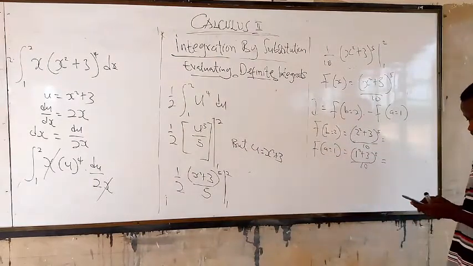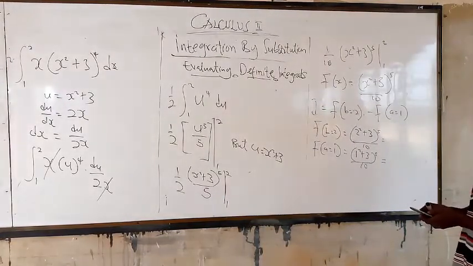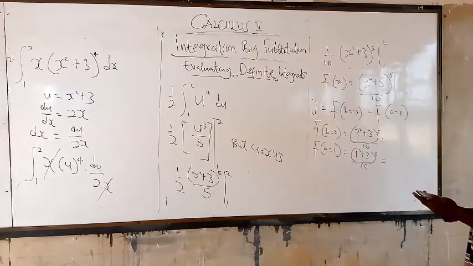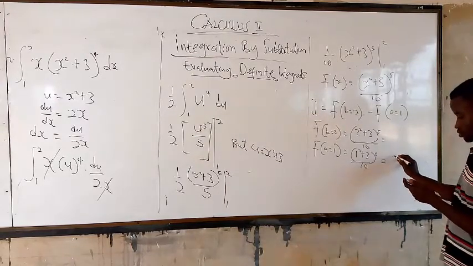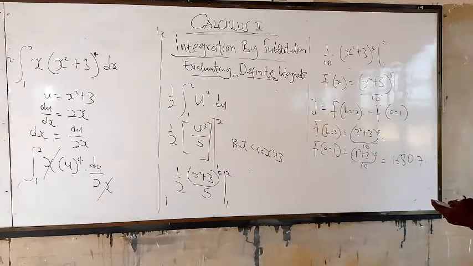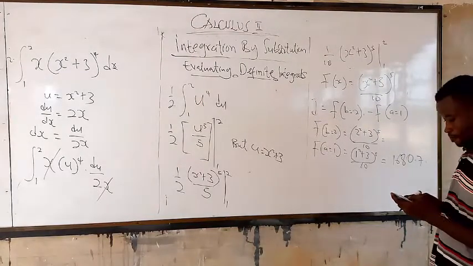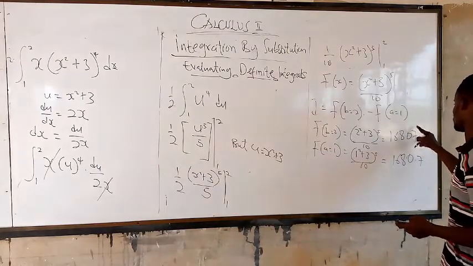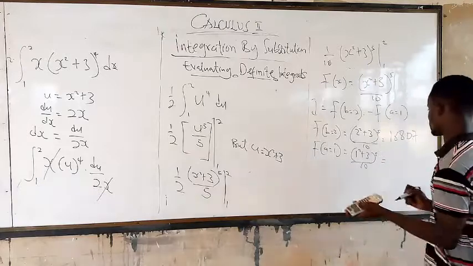So we get 2 squared plus 3 to the power 5 over 10. And we get a huge value. Wow. 16807 over 10, which is 1680.7. Then I'll replace that by 1 squared plus 3, to the power 5 over 10, and this is going to give us 102.4.